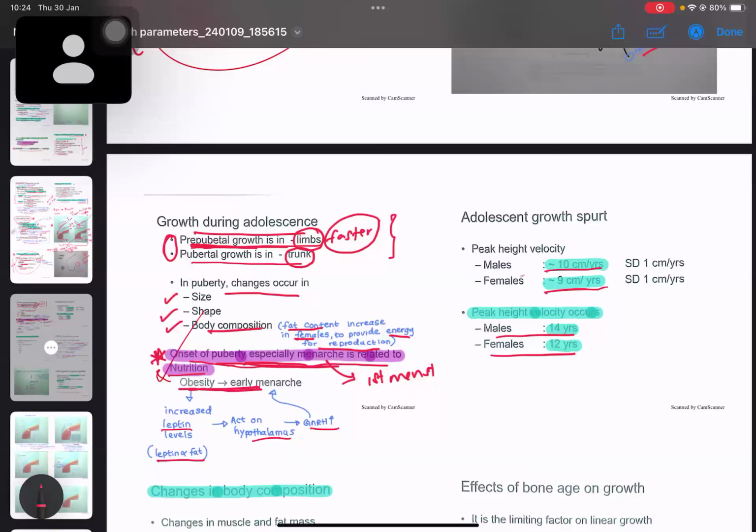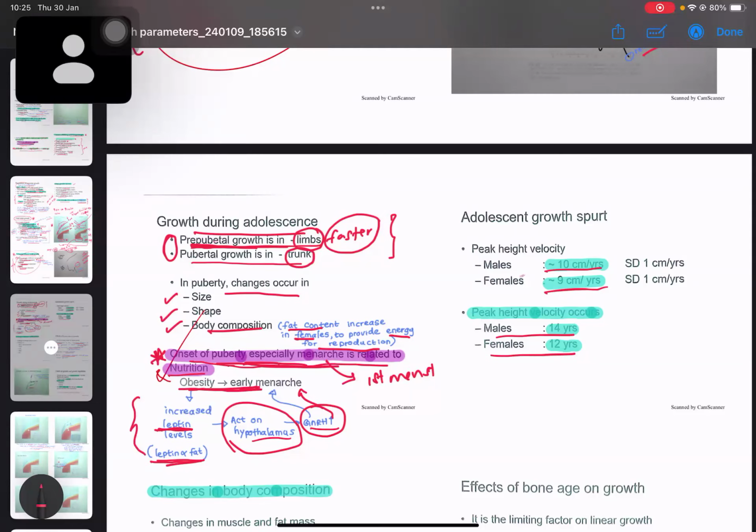Obesity, as I initially said, means that if the child is taking more fat, the child will be obese and will attain menarche early. Because with obesity, the leptin level will increase when the fat content increases in our body. Leptin means fat. It acts on the hypothalamus and stimulates pulsatile secretion of GnRH, which induces early menarche. But they won't ask about this leptin level or those things.